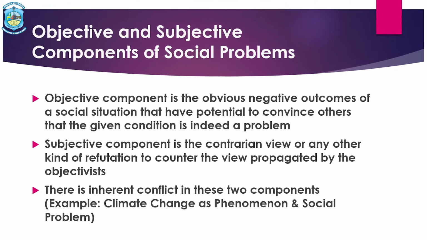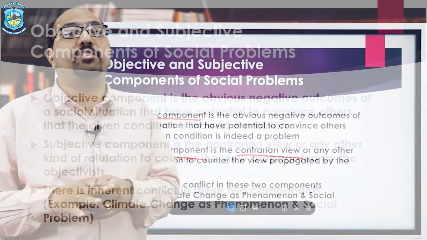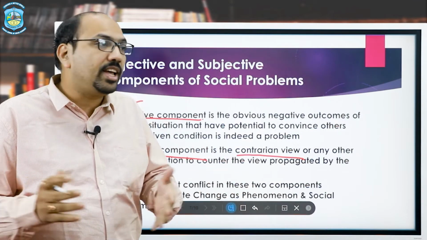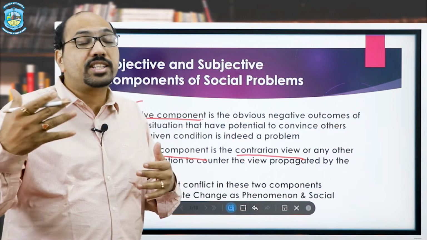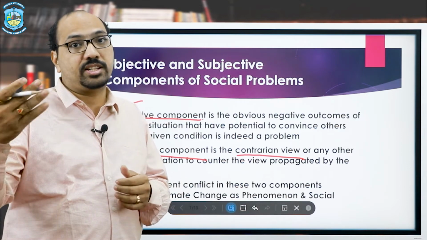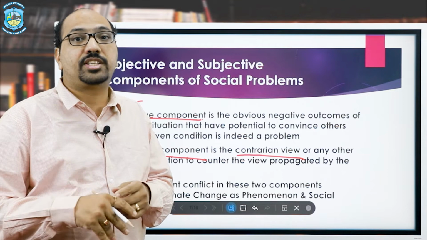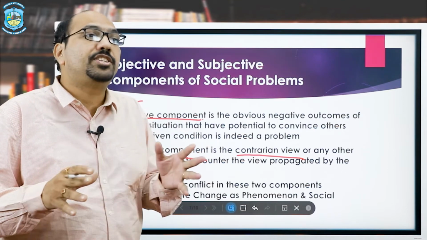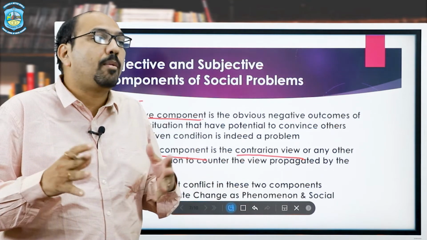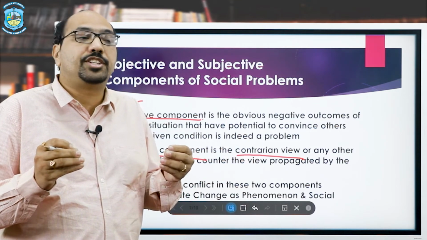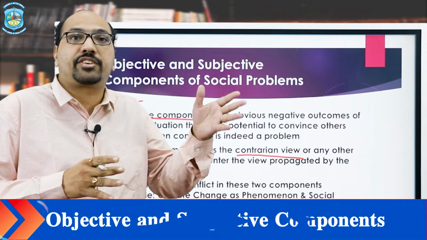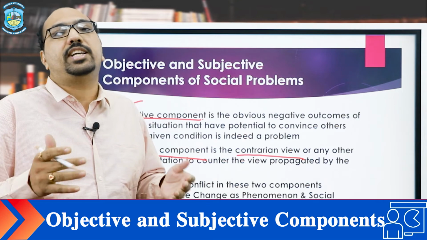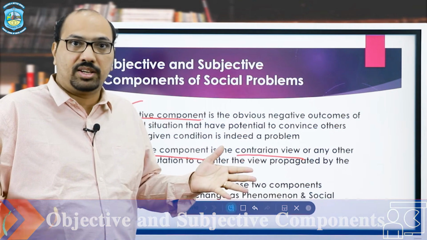contrarian view. Let me give you the counter argument, which is basically saying that climate change is not a problem at all. There are scholars, whom we will get to know in the next lectures, who counter-argue and establish that climate change is just a phenomenon being propagated by certain sections of society, certain ideological sections of society, and that's how they say it's actually not a problem at all.